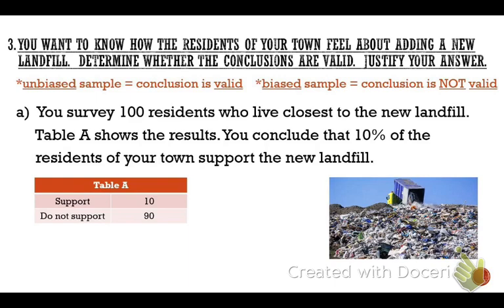Number 3. You want to know how the residents of your town feel about adding a new landfill. Determine whether or not the conclusions are valid and then justify your answer. How many of you would say you have a job at home and your job at home is to take out the trash? Okay. Jace, when you take out the trash, where do you have to take your trash to? The bin. Where is the bin at? In your garage, okay? How many of you would say you keep your trash can in your garage? How many of you have it outside, maybe in the backyard or on the side of the house?